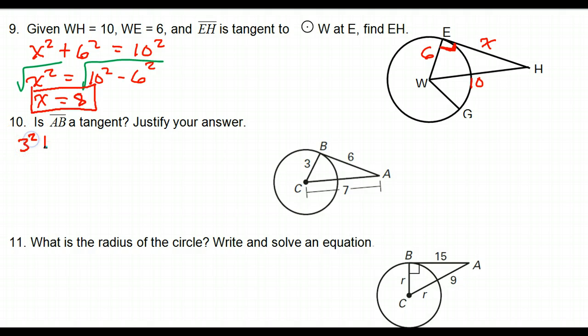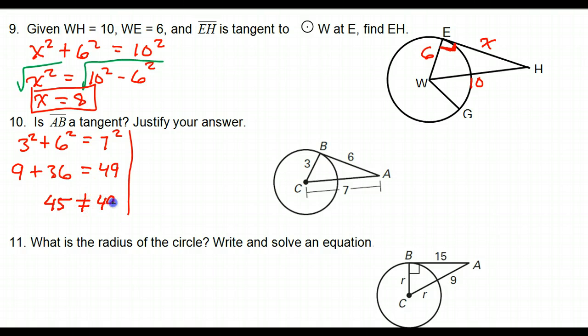Does 3 squared plus 6 squared equal 7 squared? Okay, so of course that would be 9 plus 36. Does that equal 49? Well, actually that's 45. Alright, 45 does not equal 49. So, okay, the Pythagorean theorem did not work. So, the answer to the question, is it a tangent, is no.